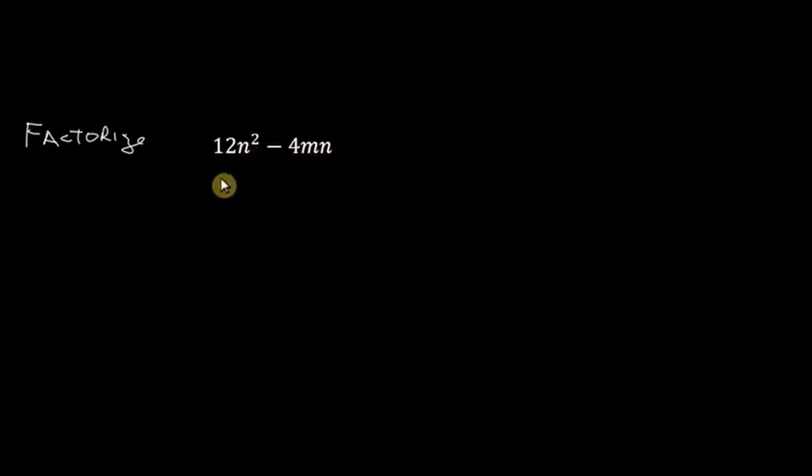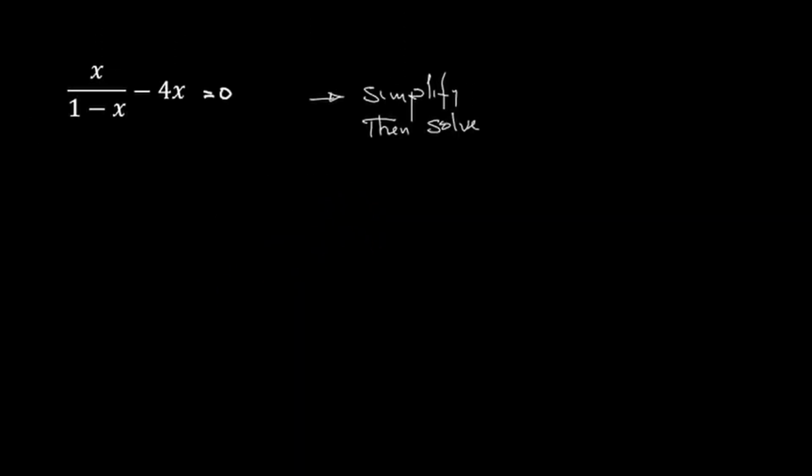Question number 2. We are to factorize 12n squared minus 4mn. If we notice the only thing common to both, well, we could take a 4 out and we could take an n, and we'll be left with 3n minus m.